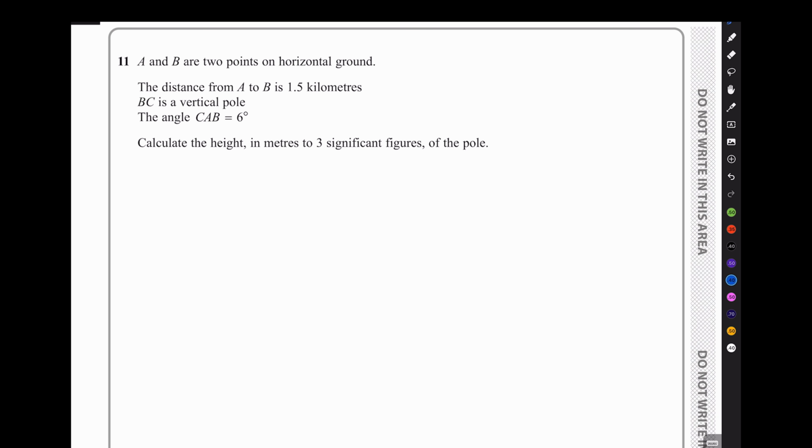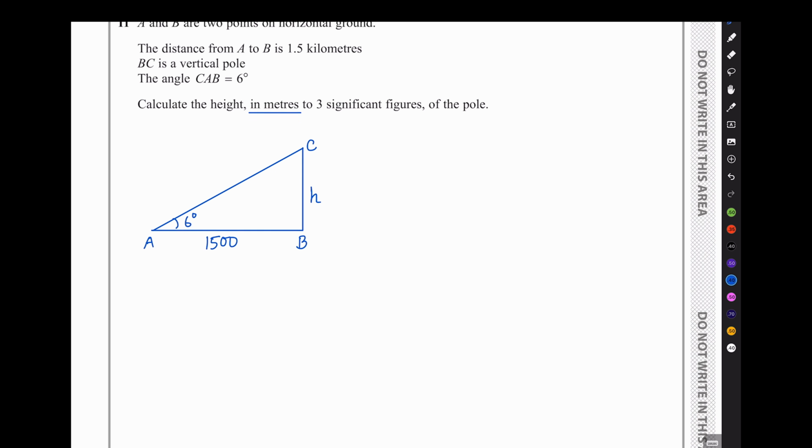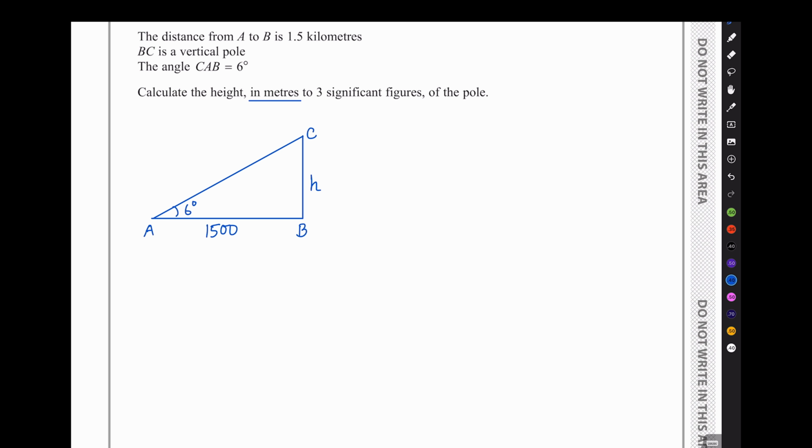But anyways, we are given A and B. They are two points in a horizontal line, and BC is a vertical pole above B. So this point is C. We know the distance A to B, which is 1.5 kilometers, and we are required to find the height in meters. So let's convert everything to meters. 1.5 kilometers is 1500 meters, times 1000. The angle given is CAB, which is 6 degrees. So we need to find the height H, which is very easy. I hope you know.